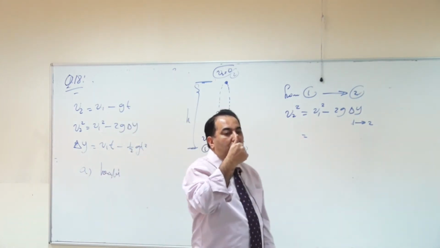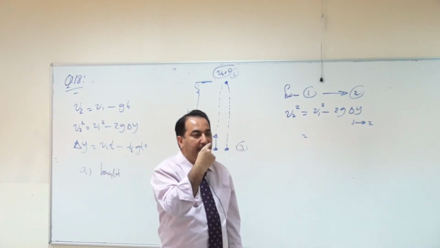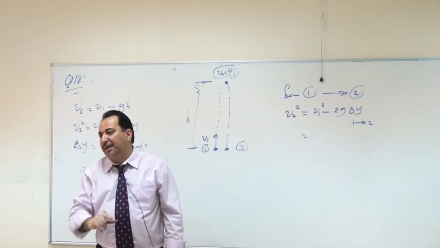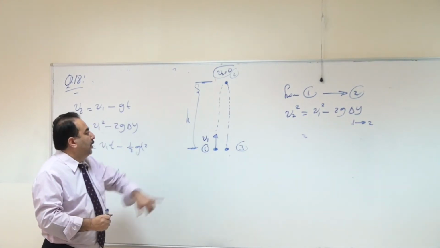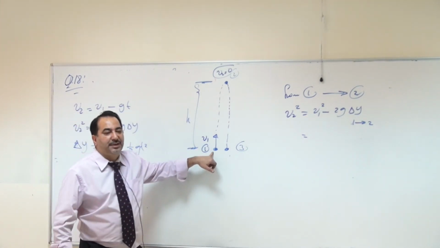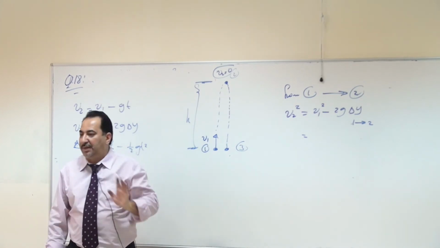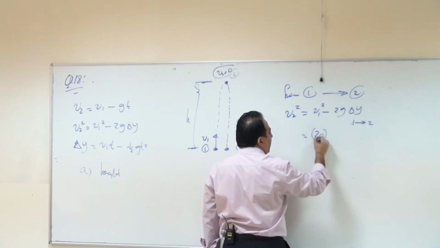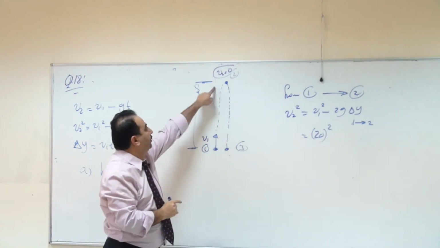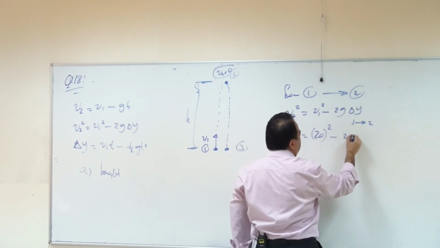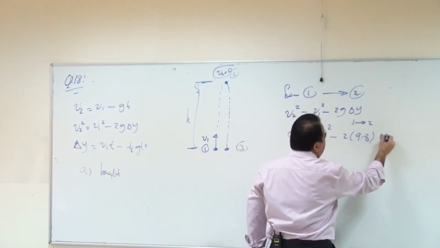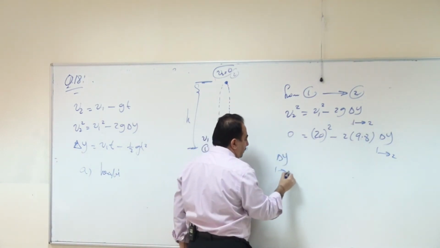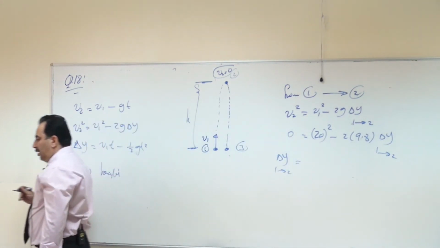Which means you have to decide the number 20 in the question. Shall we use it positive or negative? Point 1, look here. Which way is the velocity? So it's plus 20. So here we put 20 square. Final velocity, 0. Minus 2, 9.8. It gives you delta Y from 1 to 2. When you solve it, it gives you delta Y 1 to 2. How much is it?